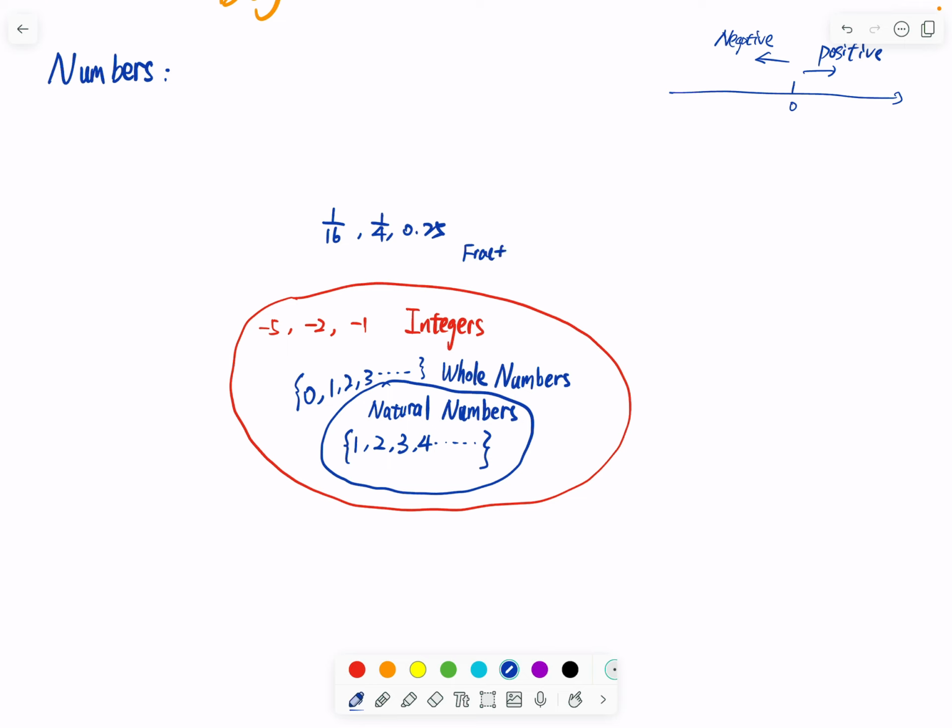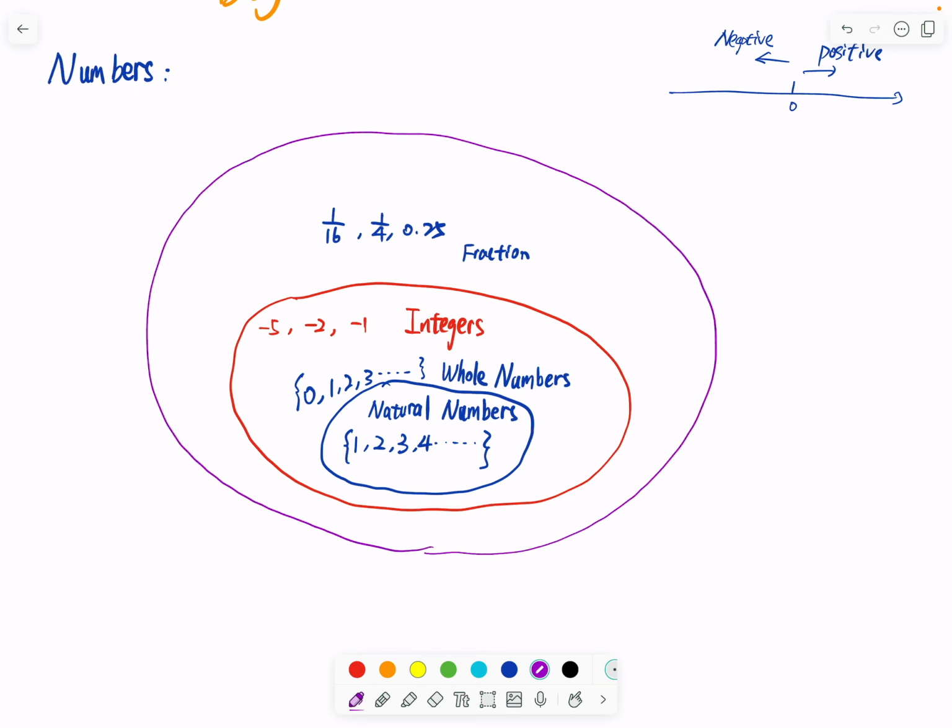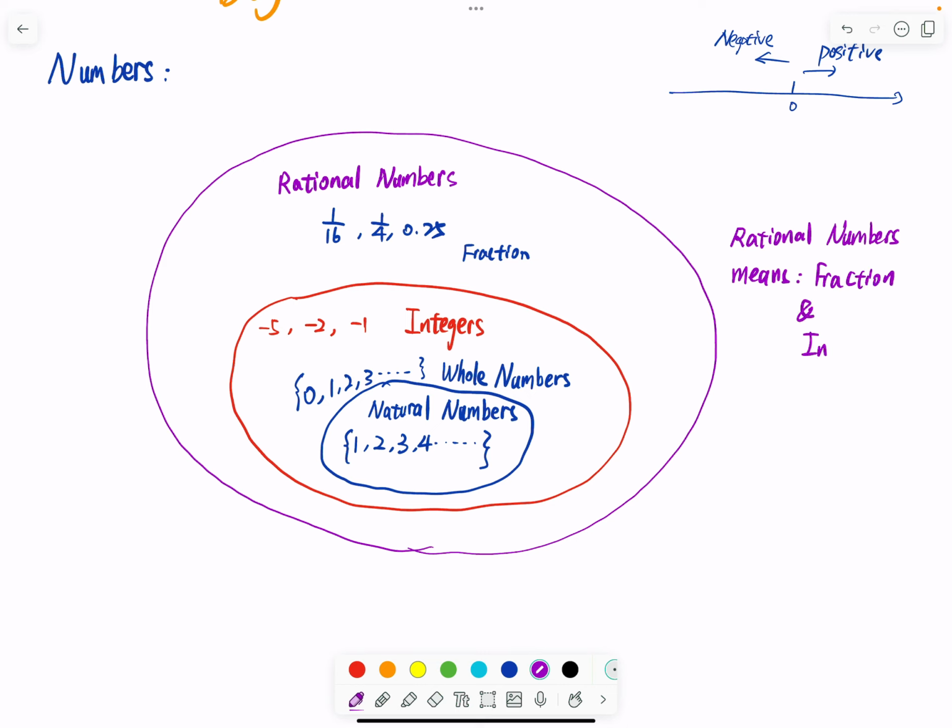Okay, so we know this fraction and all the integers. We name this a kind of rational numbers. We name it rational numbers. So to remember this concept of rational numbers, we can simply remember this word. The rational numbers means all the fractions and integers. All the fractions and integers.